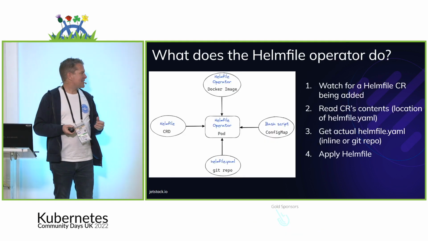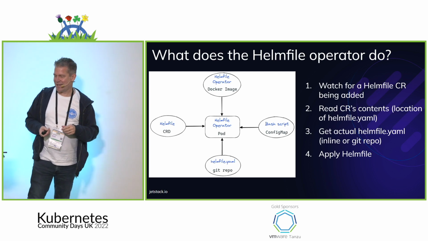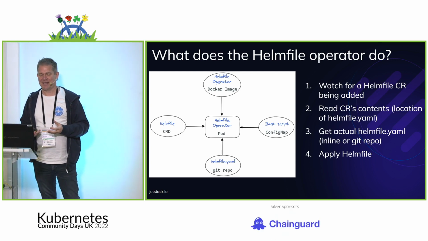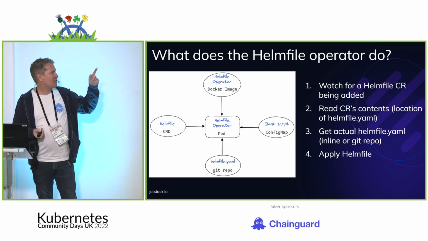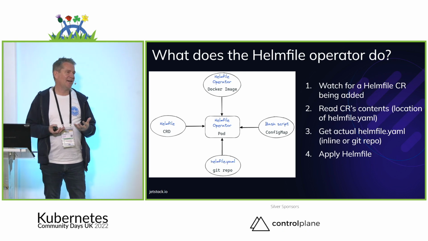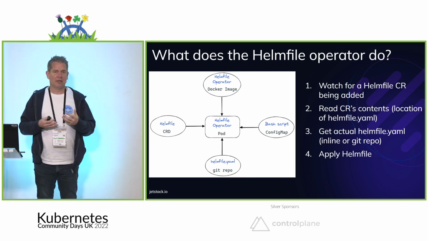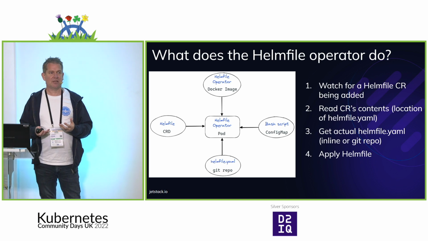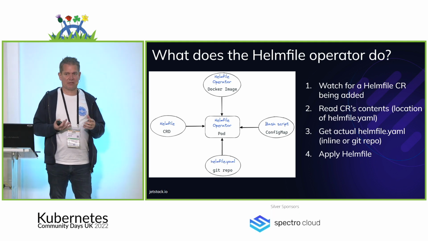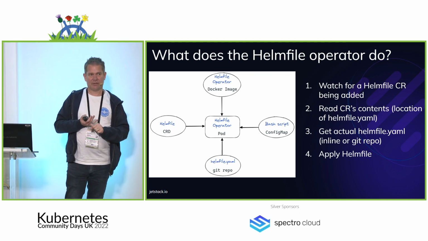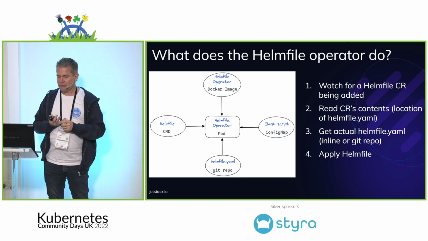So that's kind of the components that Helmfile operator requires. As I said, I've got my own Docker image, which is based on the Flant shell operator. The reason I've got my own image is because I need a couple of extra binaries. So I need the Helmfile binary, and I also use JQ.